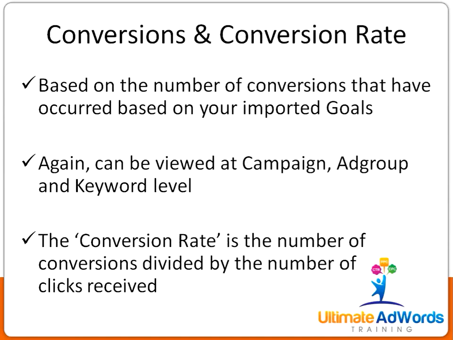So conversions show the number of conversions that have occurred based on your imported goals, and again can be viewed at campaign, ad group or keyword level. It's great to get an overview at campaign level, but you always want to be digging down and seeing exactly which keywords are really working for you and getting that really cheap cost per conversion. The conversion rate is the number of conversions divided by the number of clicks received.